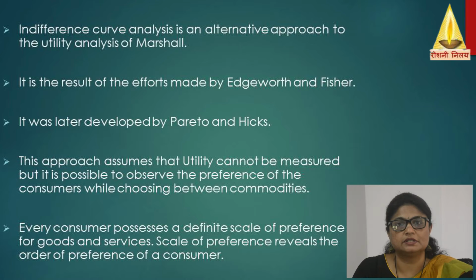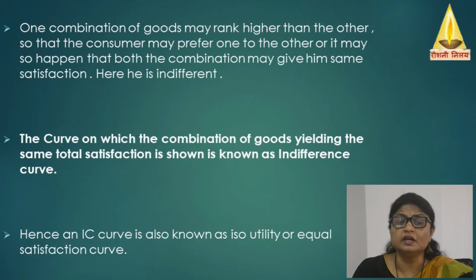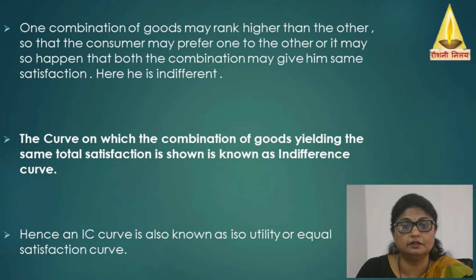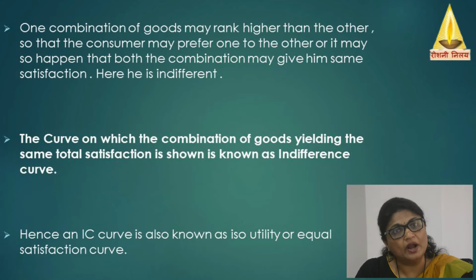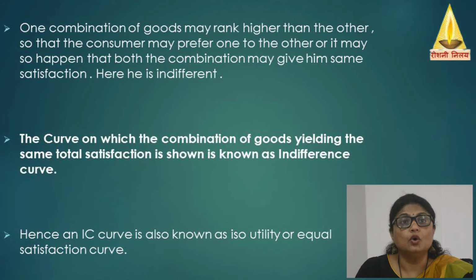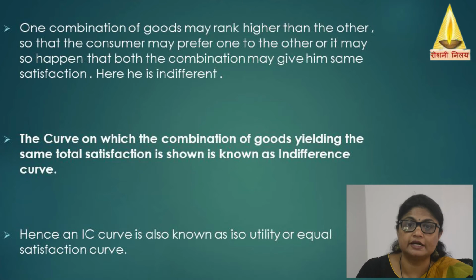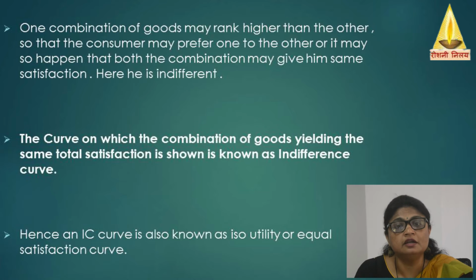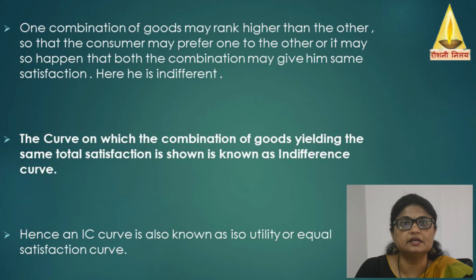Sometimes we have different combinations of goods. One combination may give us more utility or more satisfaction than the other, so the consumer may prefer one combination to the other. Sometimes it so happens that all the combinations give him the same satisfaction, and here he is indifferent. So an indifference curve is that curve where all the combinations give you the same satisfaction. The consumer is indifferent because all the combinations give him the same satisfaction, and that is why the IC curve is known as an equal satisfaction curve.